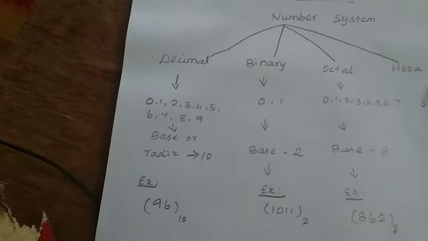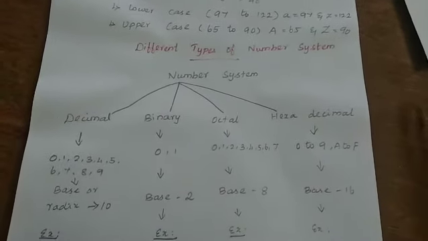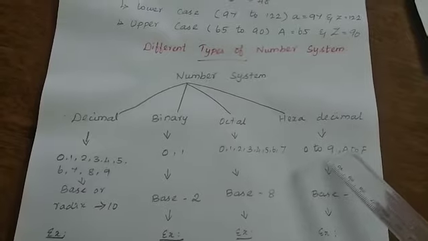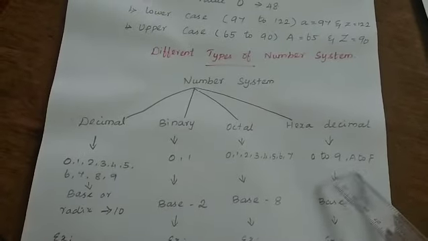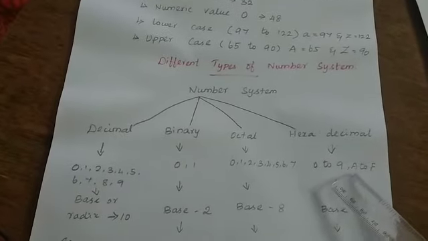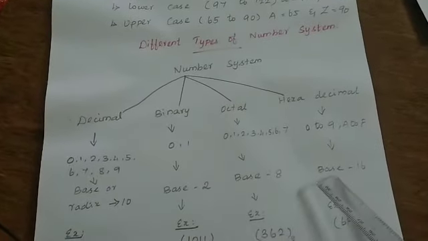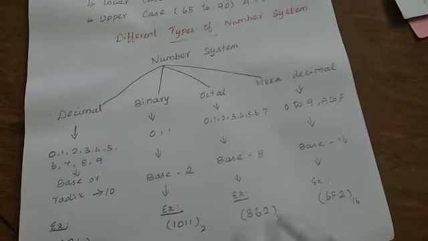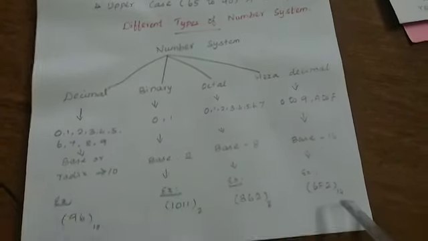Next one is the hexadecimal number system. The hexadecimal number system consists of 0 to 9 numbers and A to F characters. That means A represents the number 10. After 9 we have the numbers 10 to 15, which are represented by the alphabets A to F. So the base or radix of the hexadecimal number system is 16. For example, 6F2 or 6BA with base 16. It is called the hexadecimal number system.